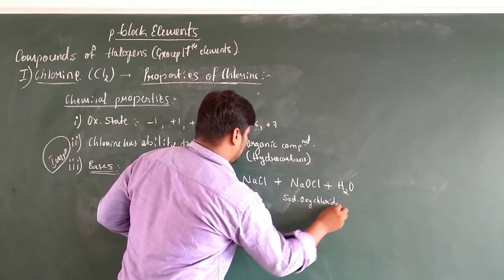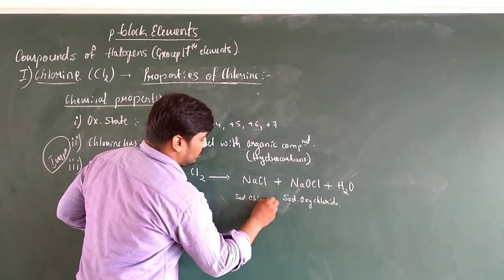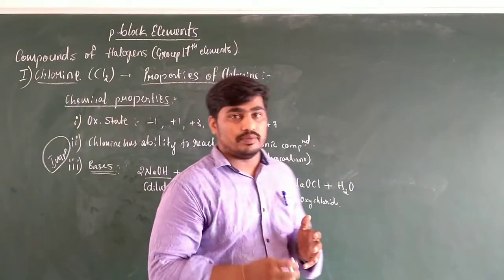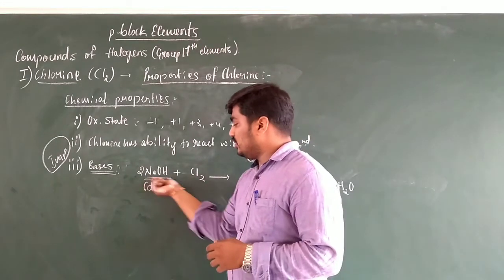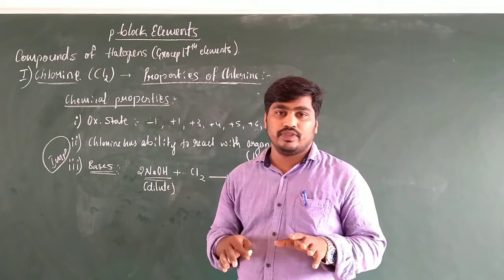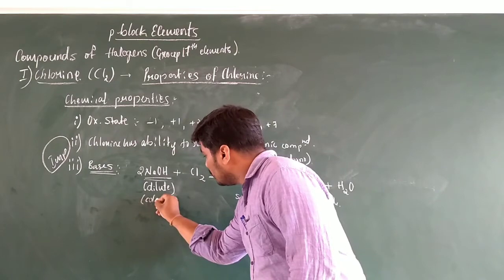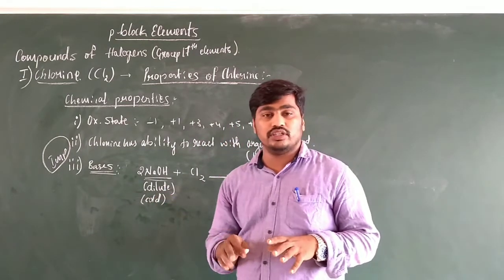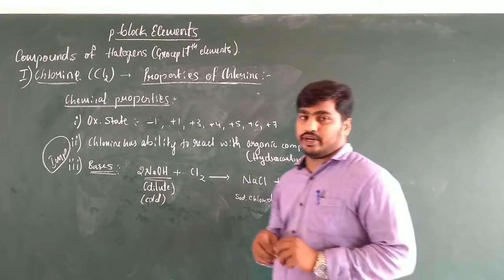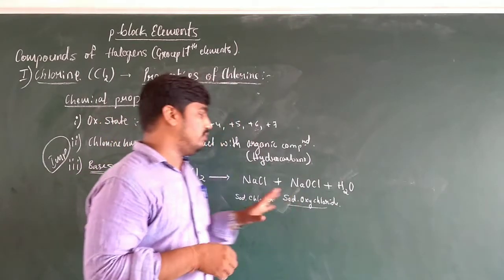Sodium oxychloride, sodium chloride. Here, in the reaction, suppose we consider concentrated sodium hydroxide, but the reaction takes place in cold conditions. Then it produces sodium oxychloride. So this is one type of reaction.